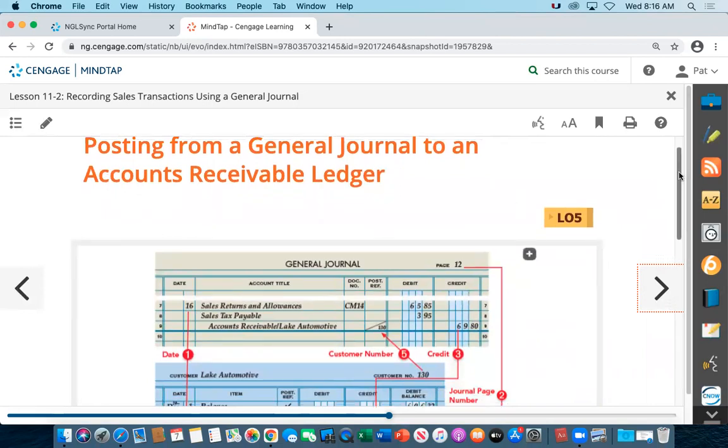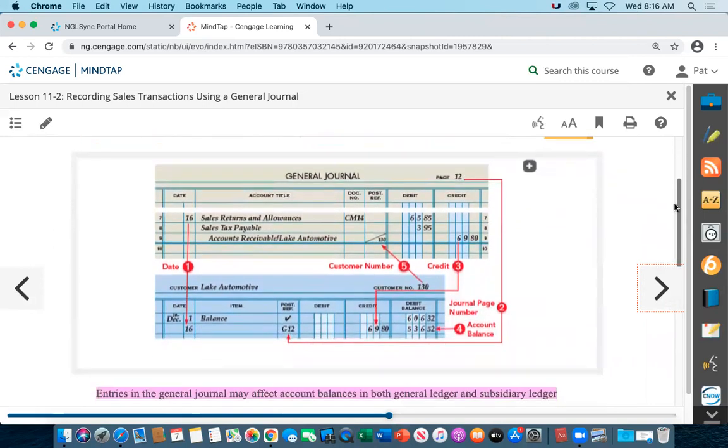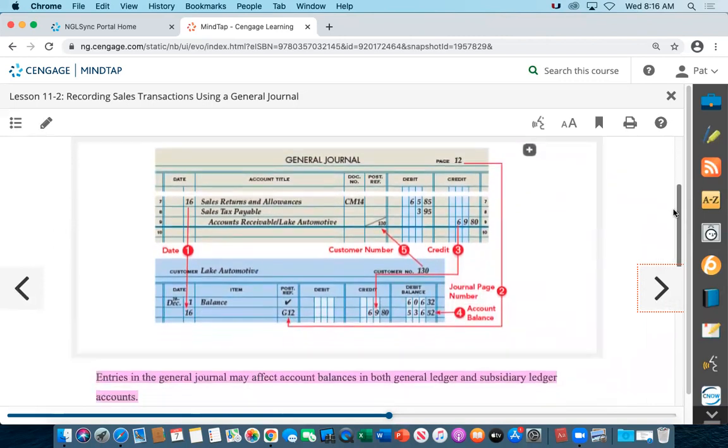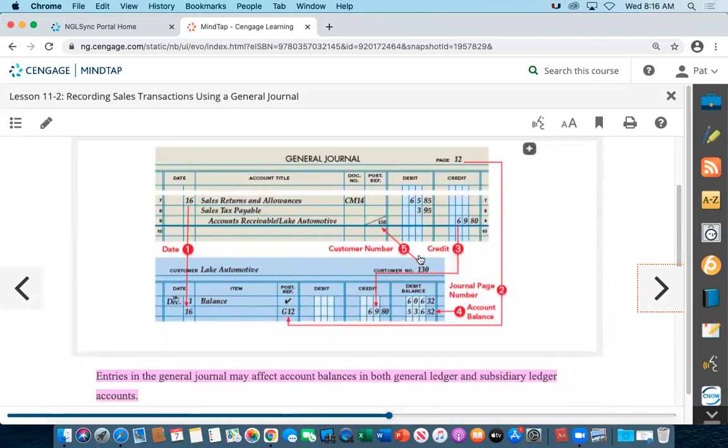Posting, we're not going to spend a lot of time. We kind of know how to post. We've been doing a lot of it. Just make sure you put the vendor or the customer name and number on the bottom. We'll put accounts receivable on top. They're showing you how to post to the subsidiary ledger, the accounts receivable. These entries in the general journal may affect account balances in both the general ledger and subsidiary accounts. True or false? True.